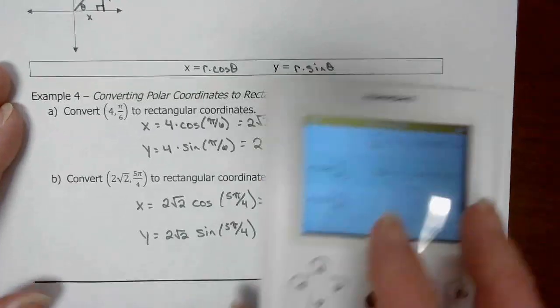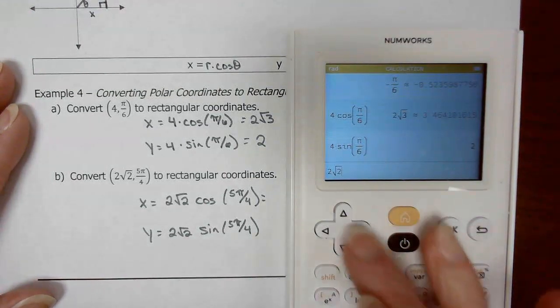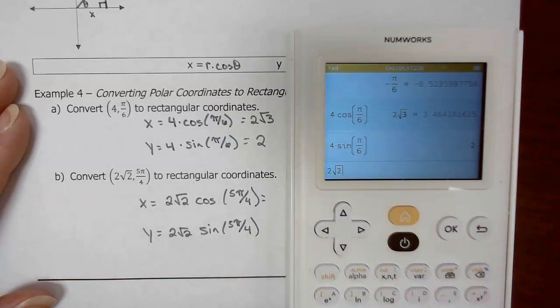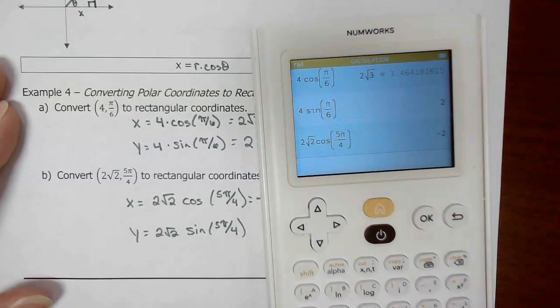And I'm going to show you what I am literally typing in. 2 square root of 2. And you have to be careful here. You want to make sure you're not still underneath that square root. Oh, I did not need to open parentheses. Cosine of 5 pi over 4. Got negative 2. Let me do this next one and talk about what I was just saying.